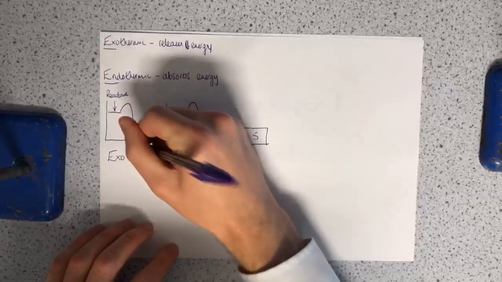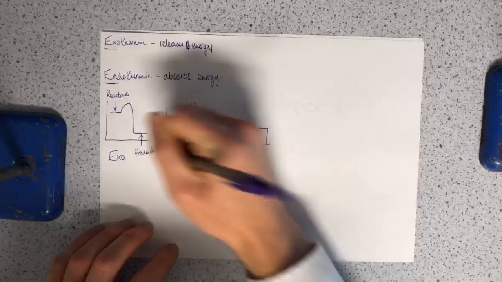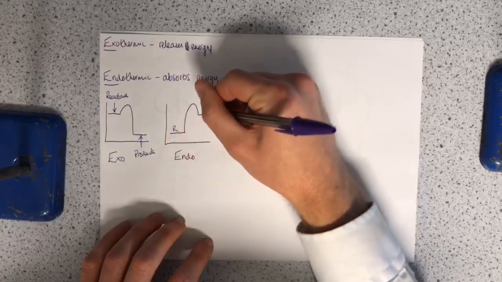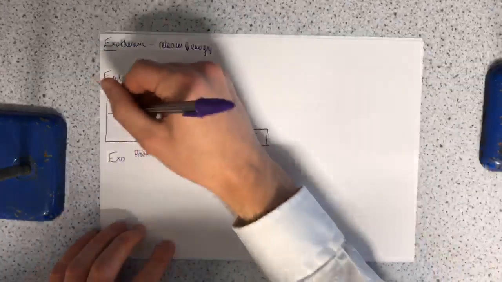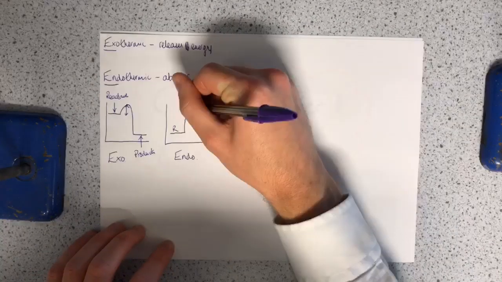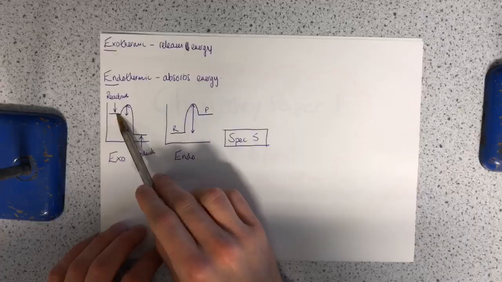This bit here would be products. And then it'll be the same on this side. So again, you've got your reactants, just put the letter and products. Then you've got a little hump bit on each one. Now that, as you can see, always starts from wherever the reactants start at.